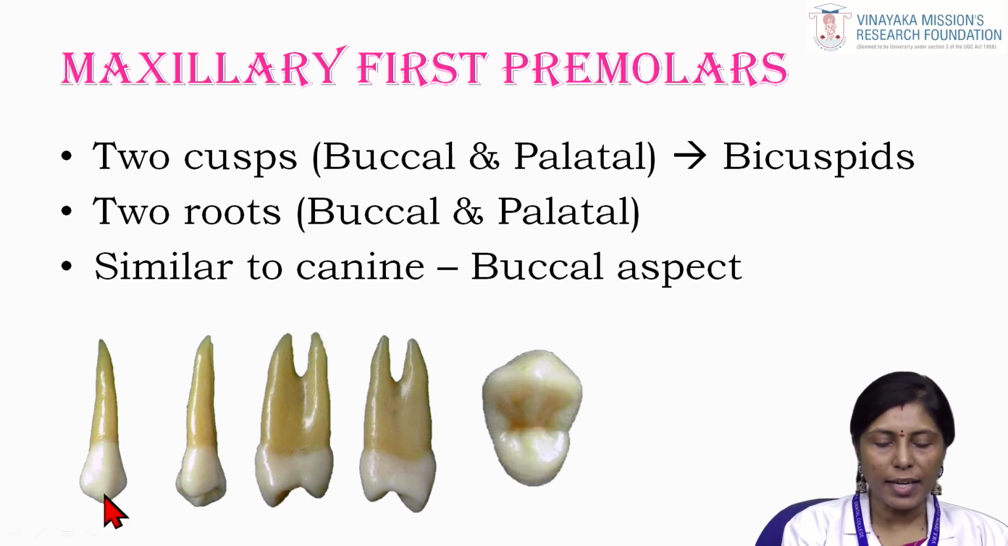This is the labial aspect of the maxillary first premolar. This is the palatal aspect, this is the mesial aspect, and this picture is the distal aspect, this is the occlusal aspect. So if you see the labial aspect of the maxillary first premolar, it will look similar to canine.